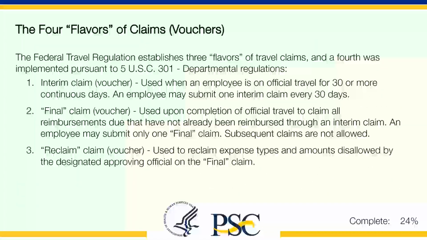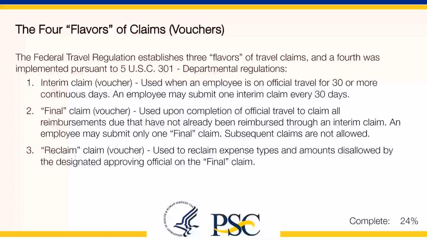The Federal Travel Regulation establishes 3 flavors of travel claims, and a 4th was implemented pursuant to 5 U.S.C. 301, Departmental Regulations. Interim claim, voucher, used when an employee is on official travel for 30 or more continuous days. An employee may submit one interim claim every 30 days. Final claim, voucher, used upon completion of official travel to claim all reimbursements due, that have not already been reimbursed through an interim claim. An employee may submit only one final claim. Subsequent claims are not allowed.